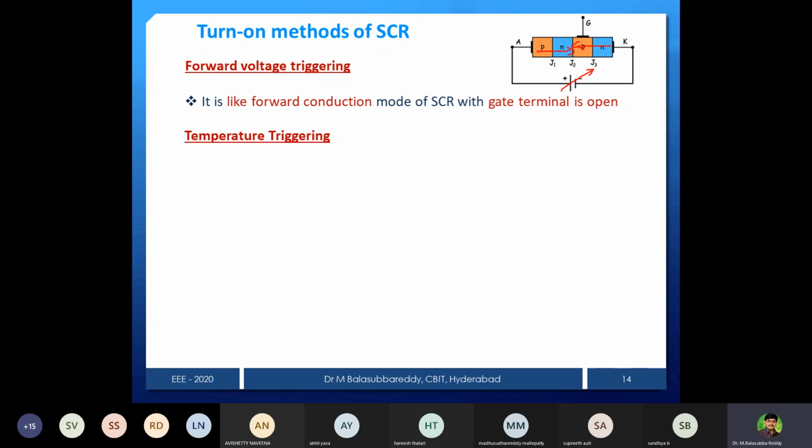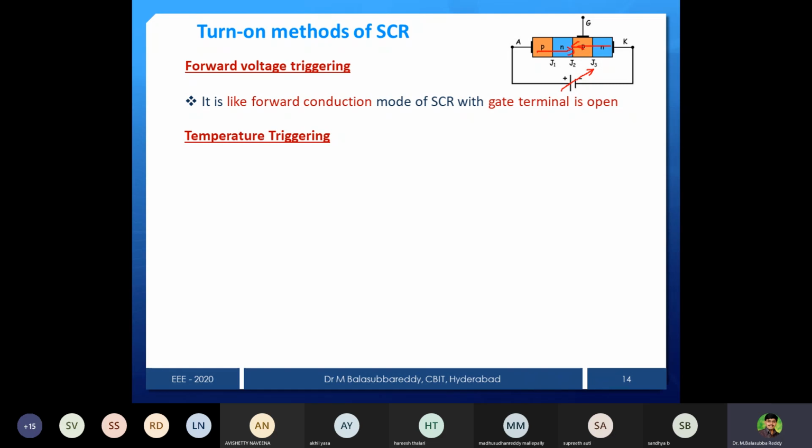The second one is temperature triggering. So what is temperature triggering? Here we can notice that, same as in the previous method, forward voltage triggering, junction J2 is reverse biased, but a very small leakage current passes through junction J2.